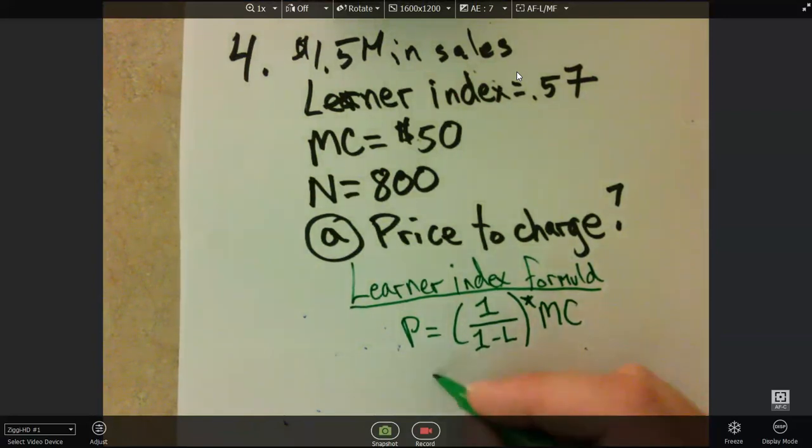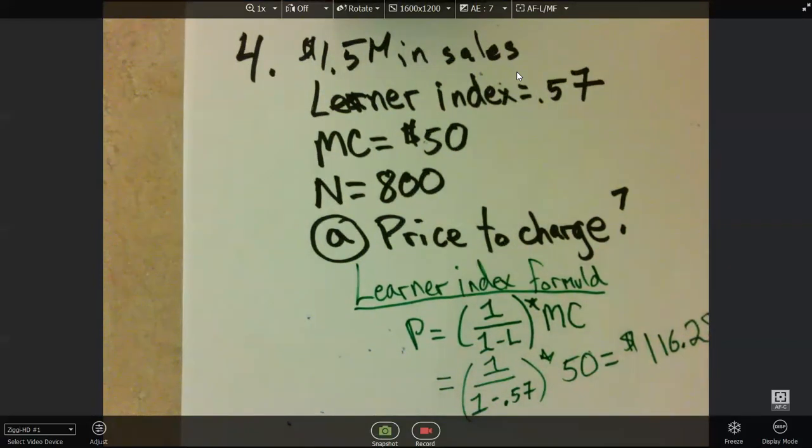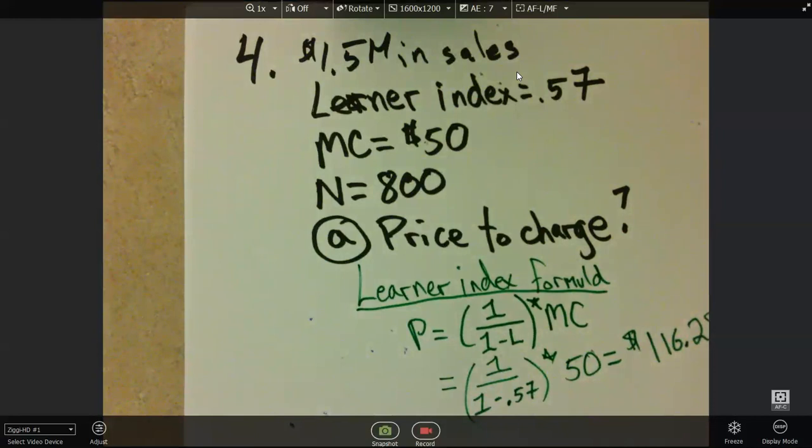So evaluating this, we have 1 over 1 minus 0.57 times 50, which gives me $116.28. Now I know it'll probably be $114.99, right? You'd never see this price in reality, but whatever. You know, this is economics.